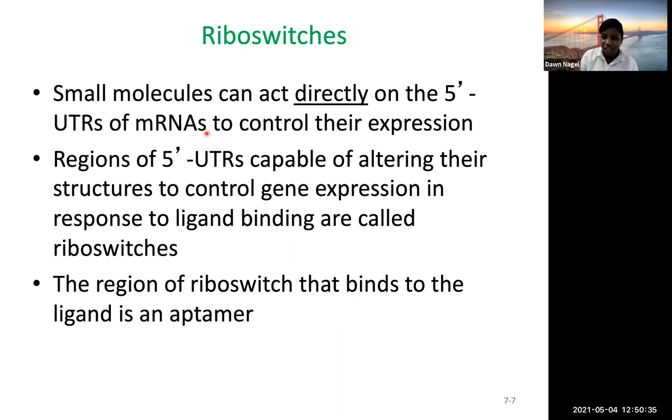And these regions are composed in such a way that when there's an interaction between these small molecules and certain sequences within this 5' UTR, it changes the conformation. And by changing the conformation of that region, it really inhibits the polymerase from binding and transcribing that region of that gene. Okay.